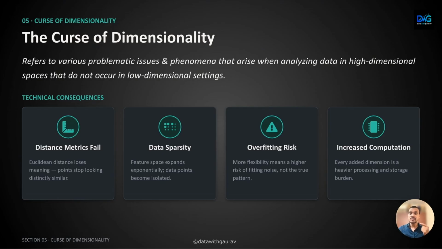The first one is distance metrics fail. Second one being data becoming more and more sparse. Third being overfitting risk, and fourth being increased computational cost. So, next we will examine each of these challenges one by one, and we'll try to understand why they occur, and we'll also discuss how feature engineering helps address all of these.